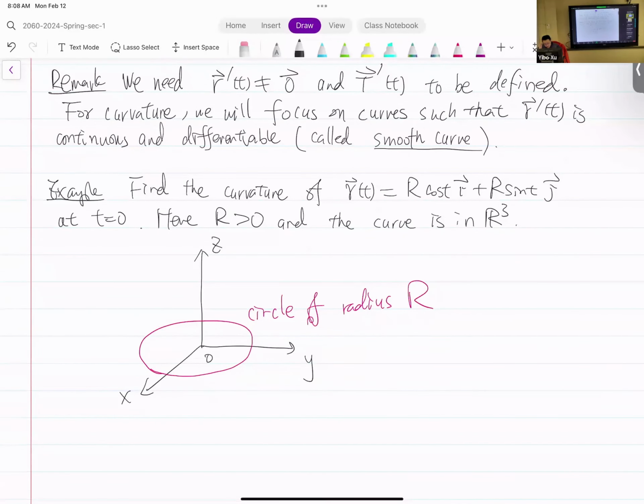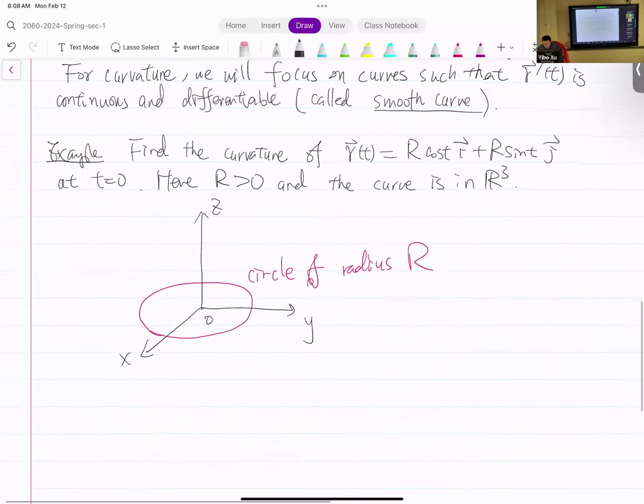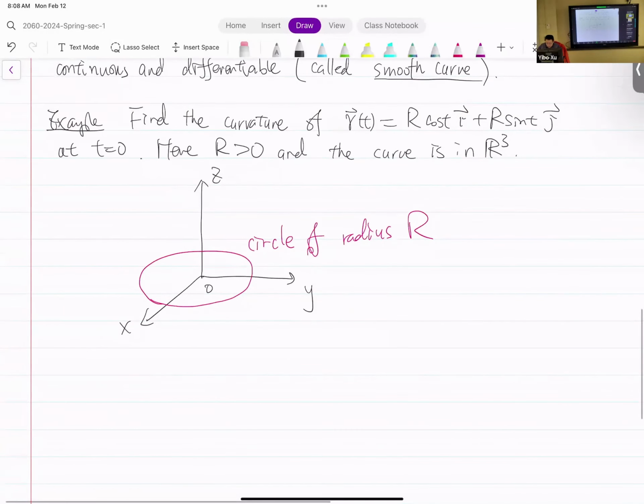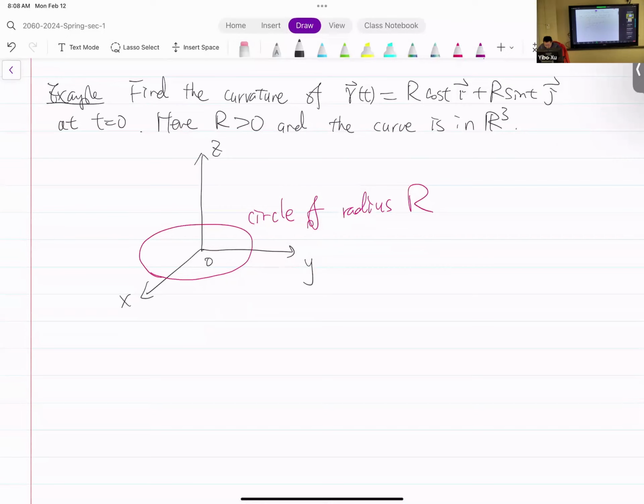So somehow you can imagine that when we talk about curvature, you're walking along the red curve, and you advance by, let's say, 1 unit, and then how much has your direction changed? If the radius is huge, then the curvature is not as big as if your radius is small. So the smaller radius may give you a larger curvature. Now let's do the computations to see if that's actually the case.